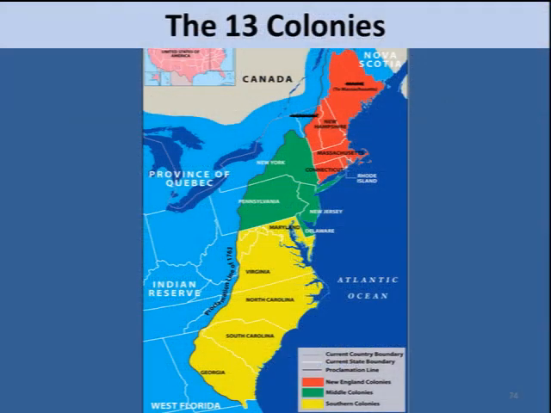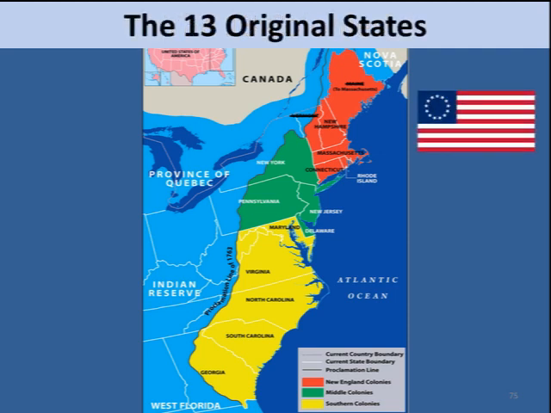By the end of the colonial period, there were 13 colonies along the east coast of America. Later, when the colonies declared independence from Great Britain, the 13 colonies became the 13 original states. At that time, New England had only 4 states: Connecticut, Massachusetts, Rhode Island, and New Hampshire. The last 2 New England states, Vermont and Maine, were created later.